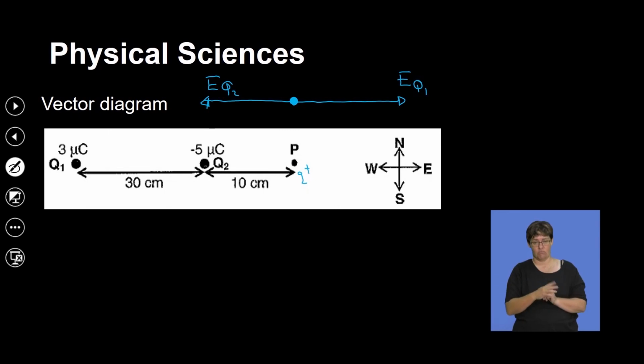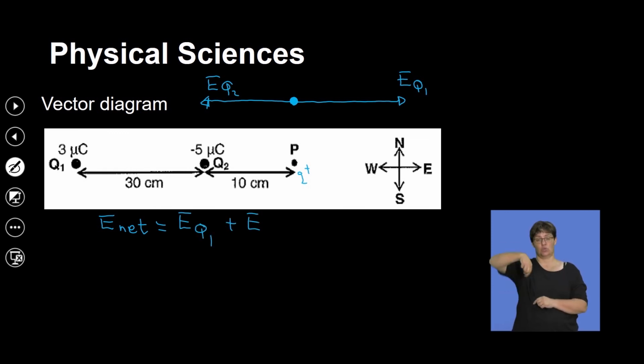So if we were to determine E net, then the mathematics follows. E net is equal to E due to Q1 plus E due to Q2, right? So the plus suggests addition, the resultant, the sum, which is the net, right?